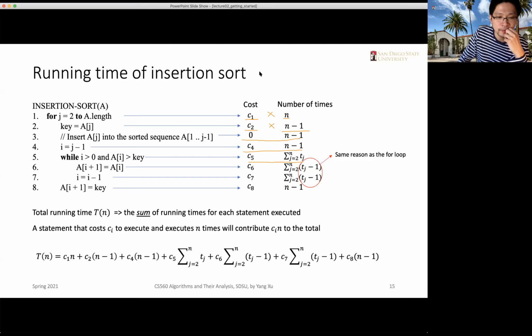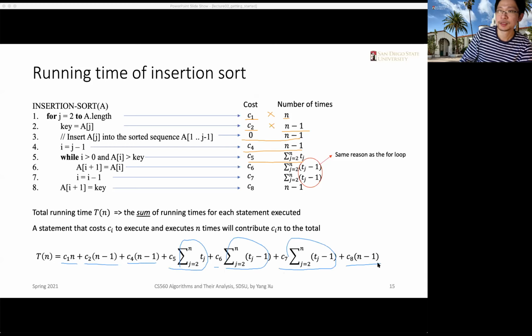If we combine all these terms, it will give us rather complex terms. It'll be something like C1 times n, C2 times n minus 1, C4 times n minus 1, plus C5 times this big chunk of summation, C6 times this chunk, C7 times this chunk, C8 times n minus 1.